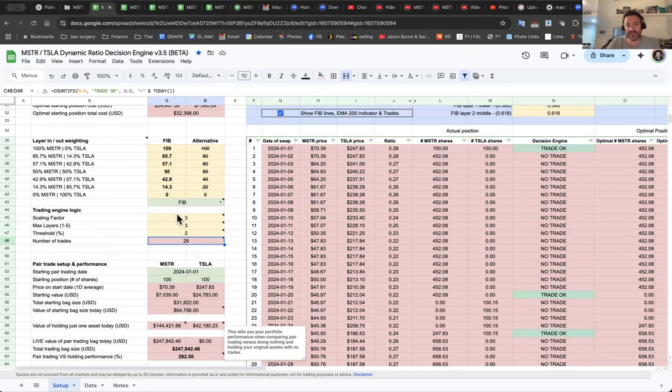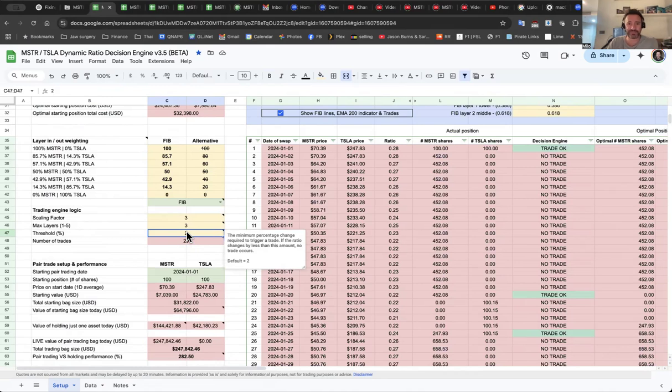So you can dial this in not only just to get the best percentage, but also to suit what kind of trader you are. Like if you like to trade regularly, then maybe you want to do a lower percentage. And if you want to trade less frequently, then tweak accordingly.